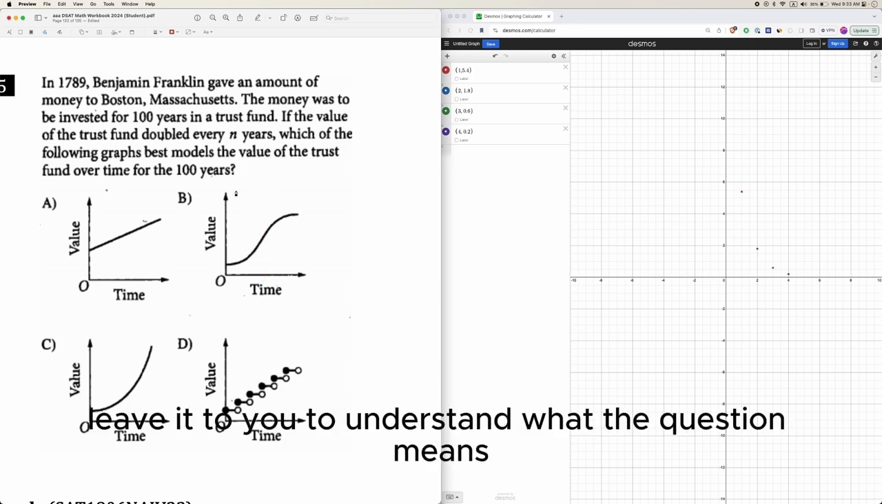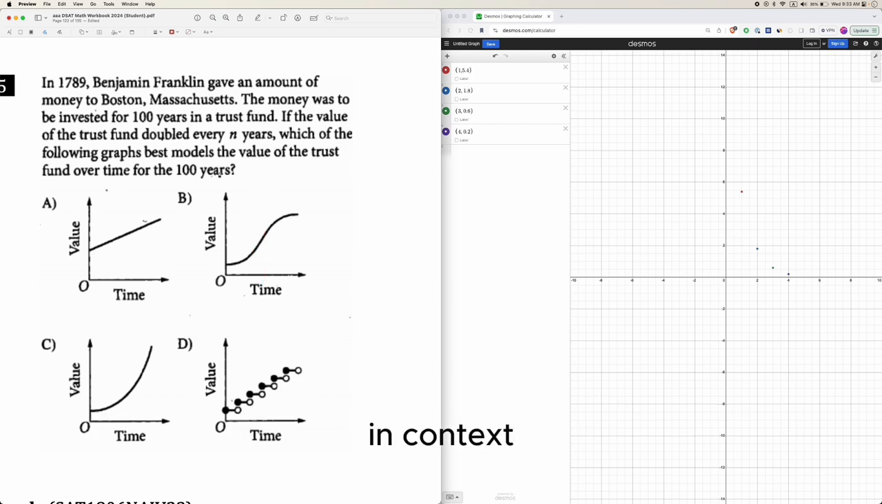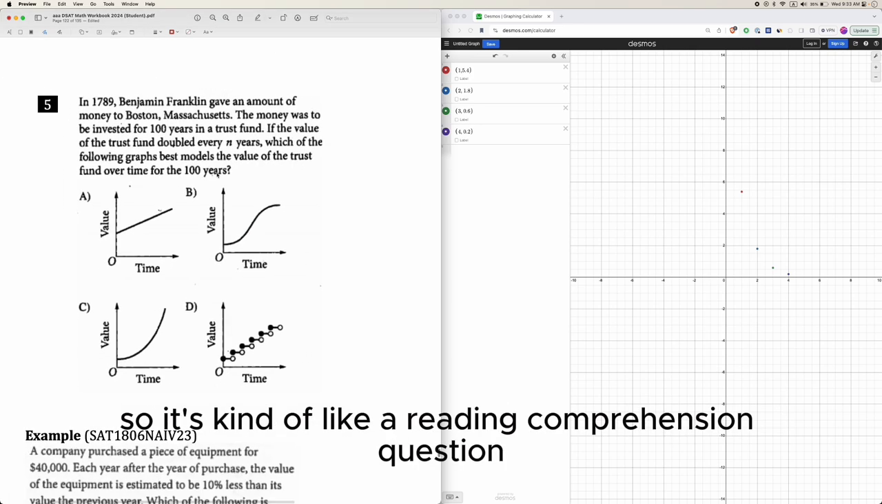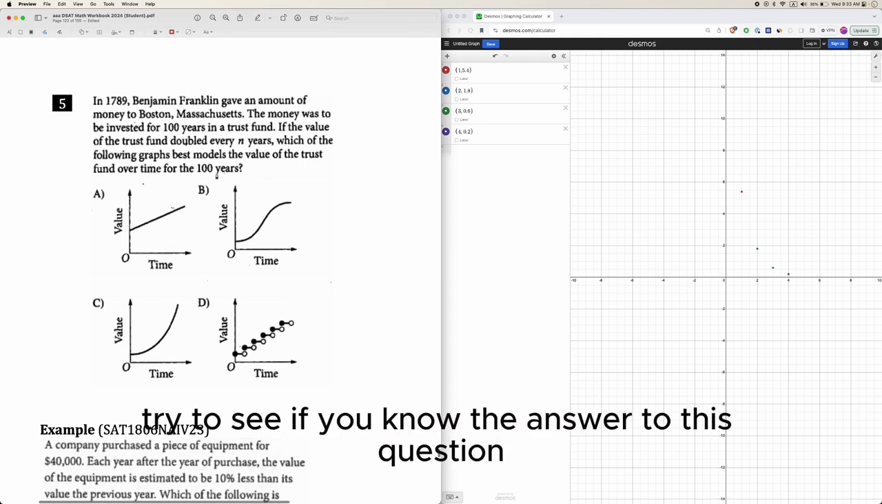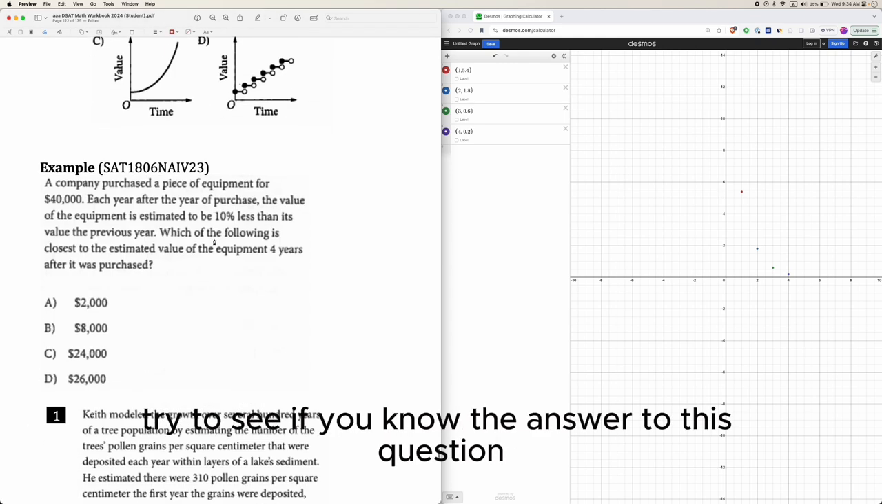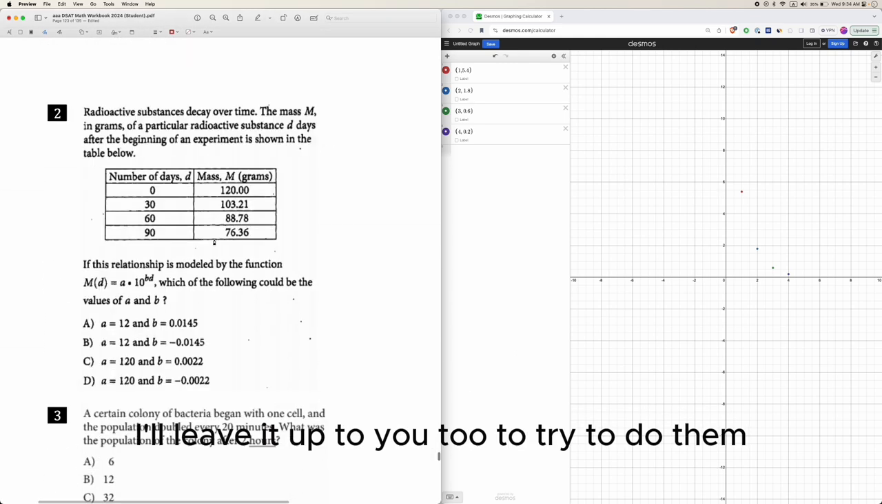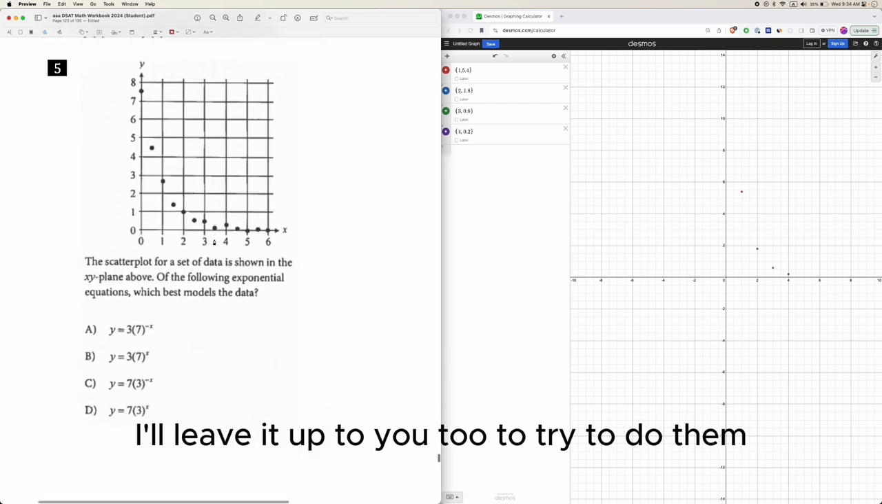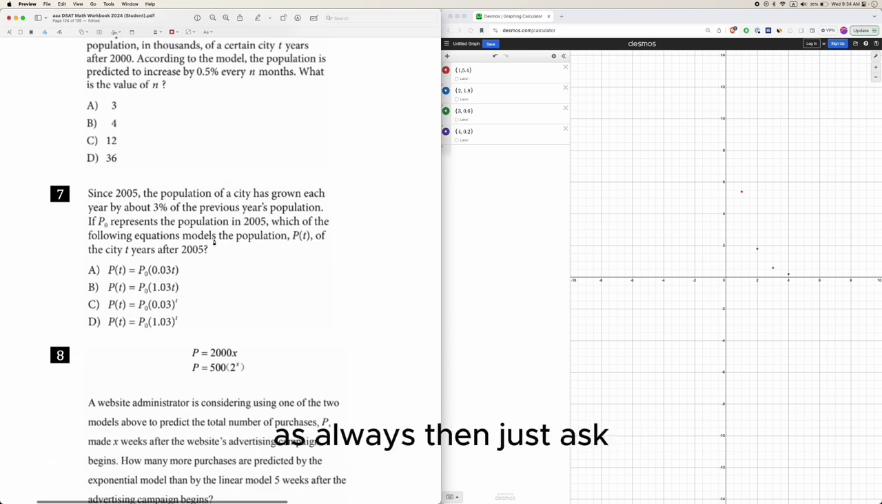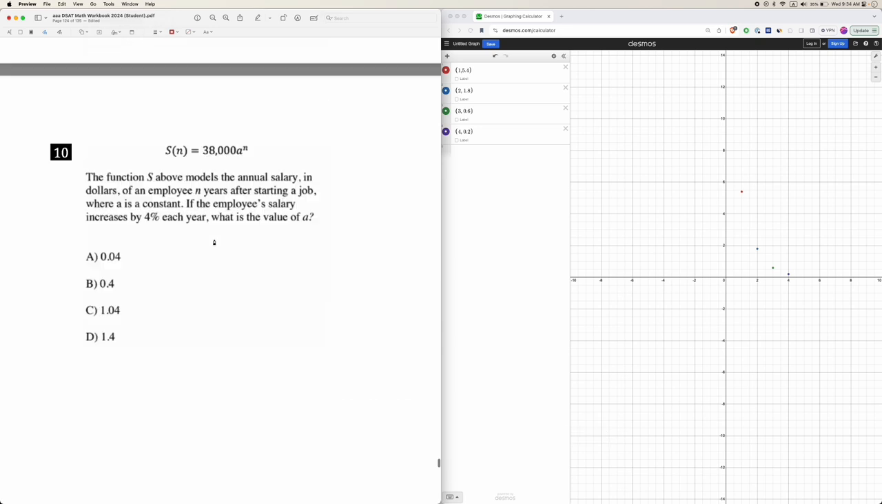And I'll leave it to you to understand what the question means in context. So it's kind of like a reading comprehension question a little. Try to see if you know the answer to this question. And for the other ones, I'll leave it up to you too, to try to do them. But if you have any questions, as always, just ask.